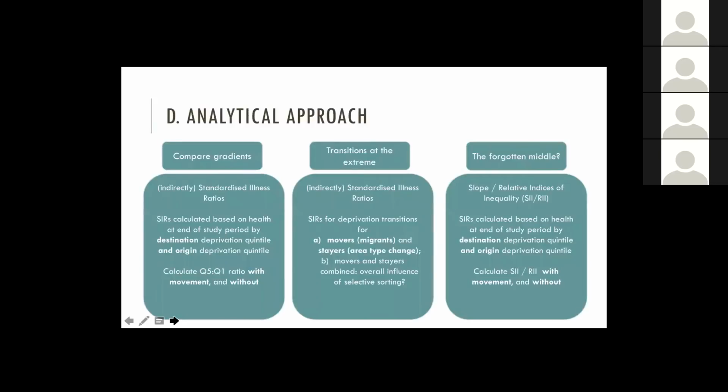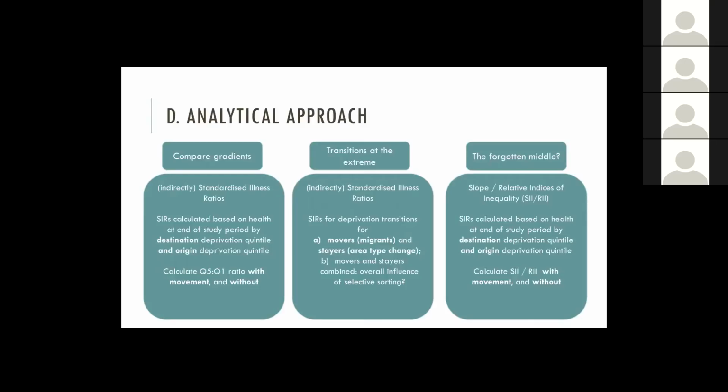So I'm going to present or briefly talk about 3 different approaches that you can do when thinking about selective migration, deprivation, and health. 3 different approaches that will give you different slices of the same picture. So the first way is to compare gradients.